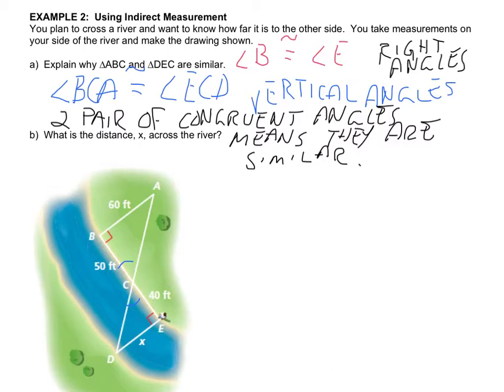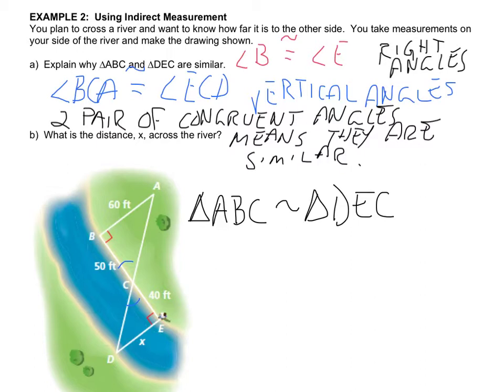So now we want to talk about the distance across the river. Well, from the picture, we can see that the bottom piece, which is across the river, side ED, is right now using the variable x. Well, what do we know about these two triangles? Well, we were just told that these two triangles are similar. So triangle ABC is similar to triangle DEC.